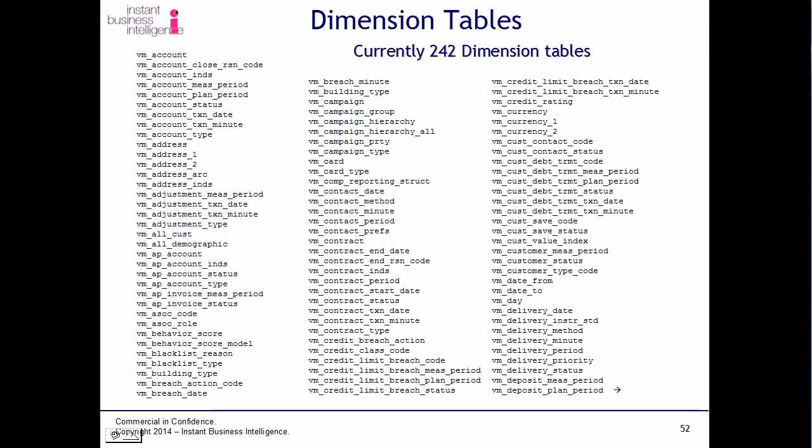Now, in terms of dimension tables, the current BI4ALL data model has 242 dimension tables in it, which is a large number of dimension tables. But I will say, in defense of the large number, we tend to create a dimension table for each measure and period, date and minute. So you can see here account measures period, account plan period, account transaction date, account transaction minute. So we create these different tables.